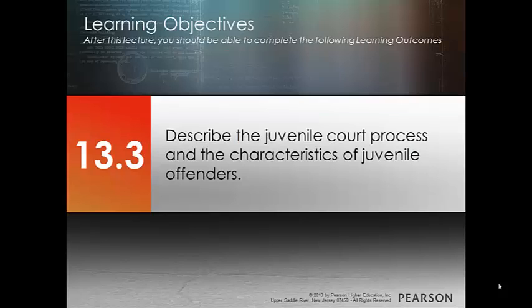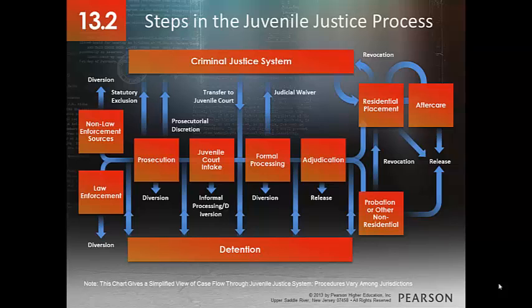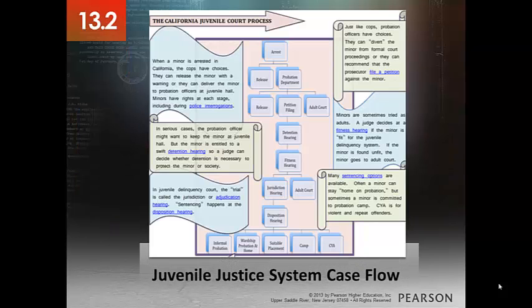The ways in which juvenile offenders are processed through the juvenile justice system are very different from the ways adult offenders are processed. This slide shows the juvenile justice system case flow, and it is the same as figure 13.1 on page 225, but is somewhat difficult to understand. So let's take a look at another slide that perhaps explains it better.